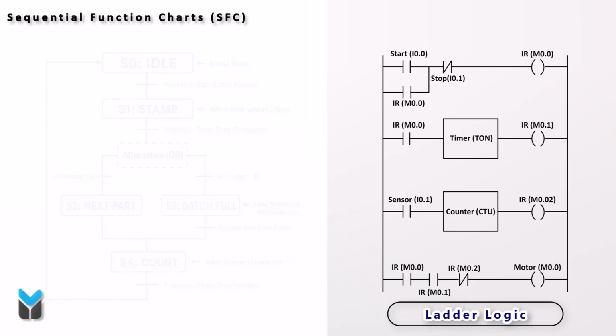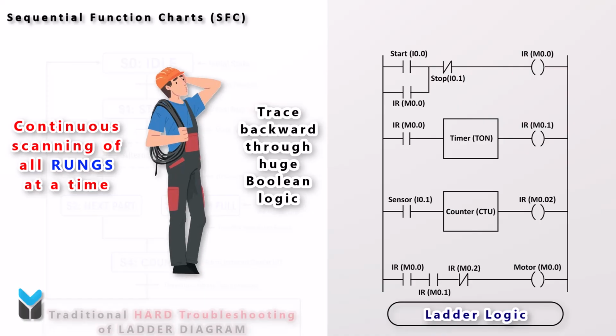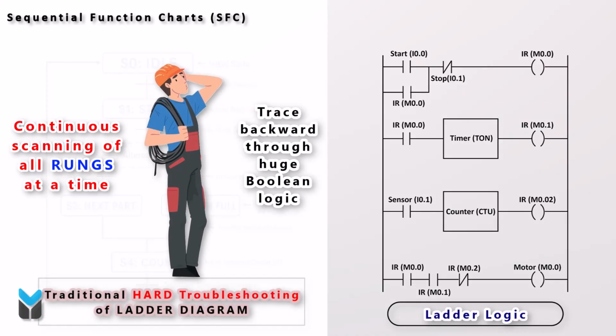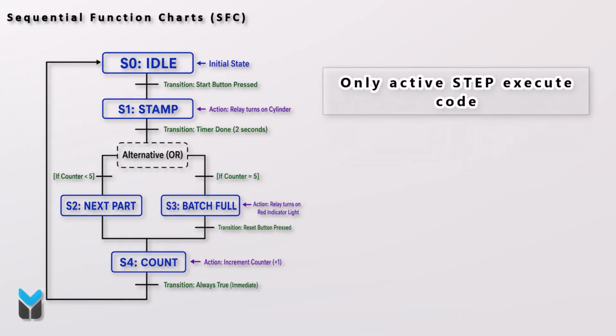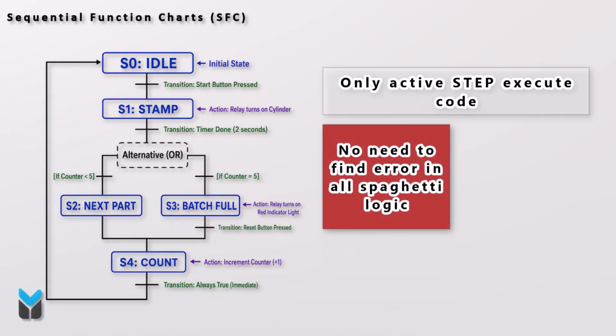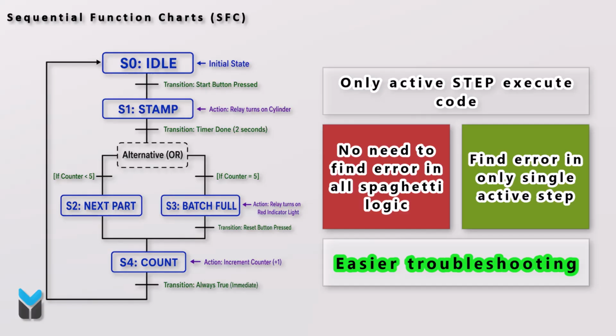In traditional ladder logic, every coil, timer bit, and interlock rung is scanned continuously hundreds of times per second. If a machine stops unexpectedly, a technician often has to trace backward through multiple pages of overlapping Boolean logic to locate the fault. SFC fundamentally changes this approach because only the currently active steps execute code. Instead of troubleshooting a massive web of spaghetti logic, SFC narrows the problem down to a single active stage in the sequence. As a result, troubleshooting becomes faster, easier, and far more systematic for maintenance engineers and technicians.